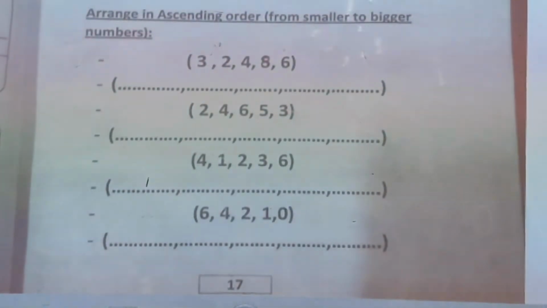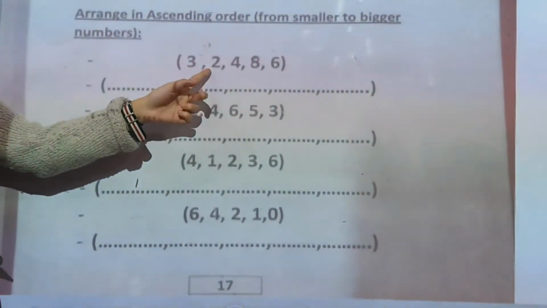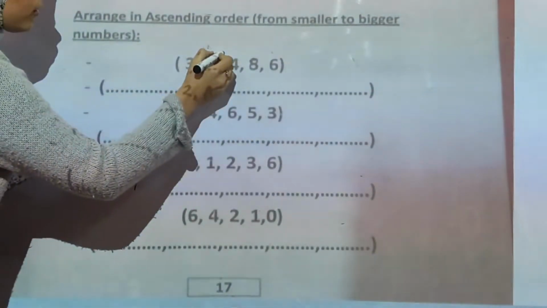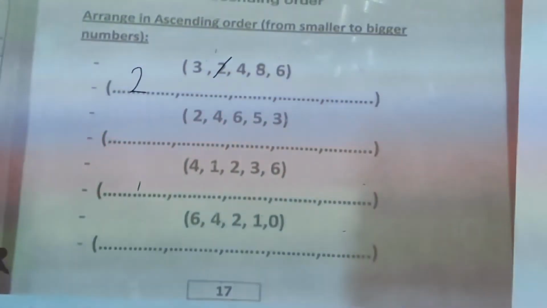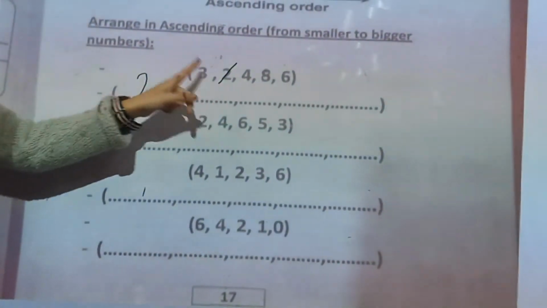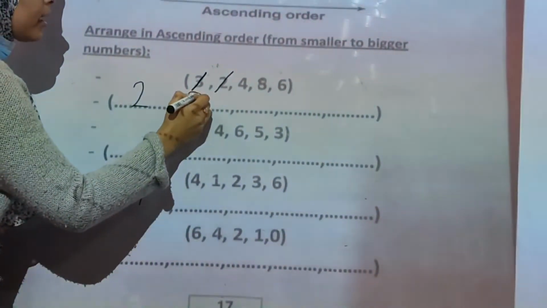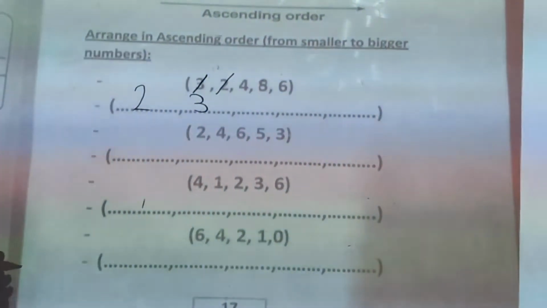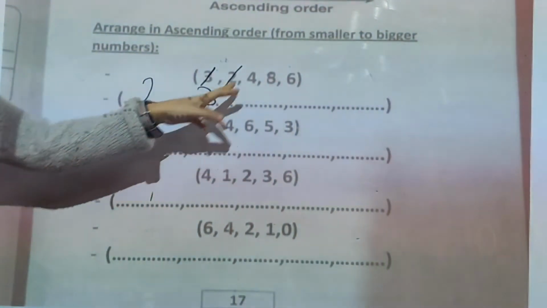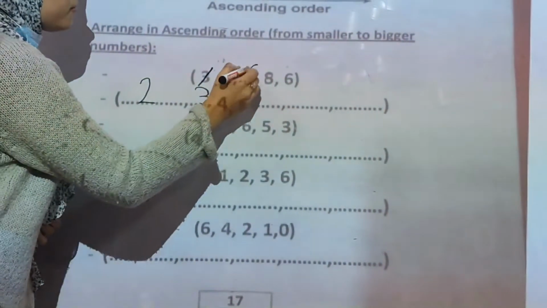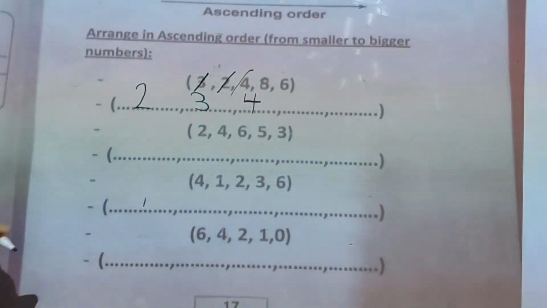So which is the smallest number here, KG? It's number 2. So cross number 2 and write it down. Okay, after number 2, number 3. Cross number 3 and write it down. 2, 3. Which is the smallest number after 3? Yes, it's number 4. So write number 4 here.